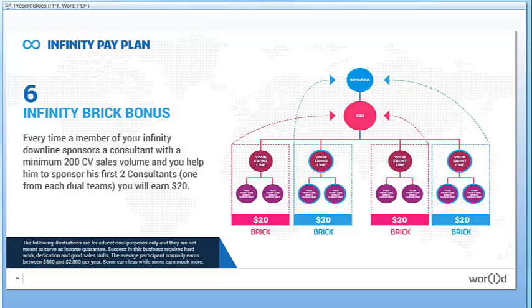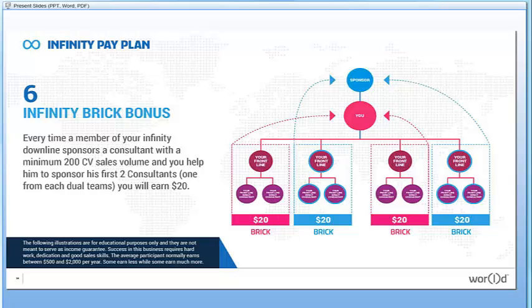You will earn a $20 brick bonus because Eric went and sponsored 2 people, one on his left, one on his right. There's a timeline, ladies and gentlemen, for you to be aware of: you have 30 days from the start date of that new person. Eric is a new person. He came in today. Today is March the 7th, 2015. So he has until April the 6th or 7th for his 30-day window to create as many bricks as he possibly can.